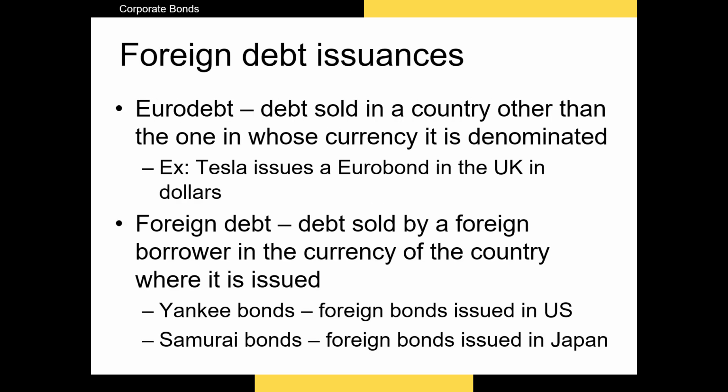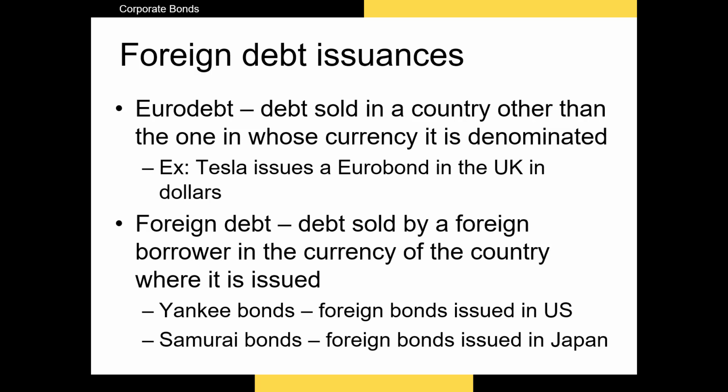Now let's discuss foreign debt issuances. Eurodebt is debt that's sold in a country other than the one in whose currency it's denominated. For example, if Tesla issues a bond in the UK and makes the coupon payments and face value payments in US dollars, that would be an example of Eurodebt. We also have foreign debt issuances like Yankee bonds and Samurai bonds.